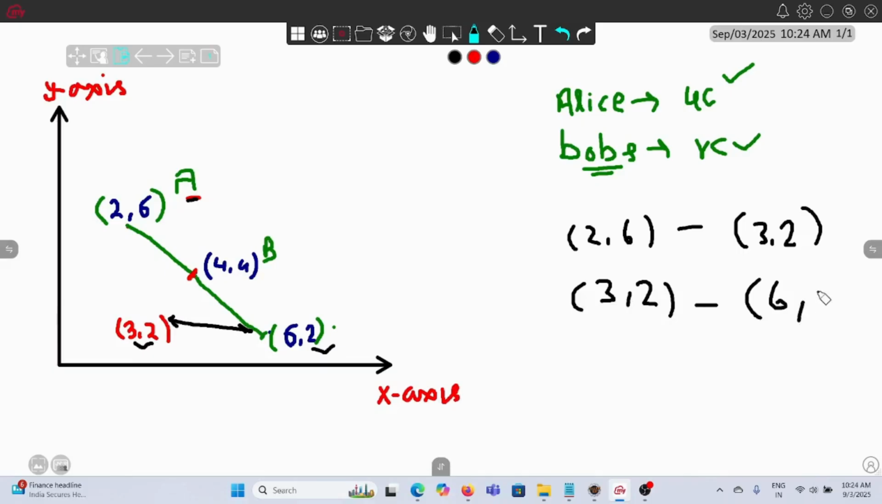Okay, so we found here a total of 4 pairs, right? These are the locations for Alice. This is the locations for Alice. This is the locations for Bob, right? So we have to find such kind of things. So it's not only that we have to find.